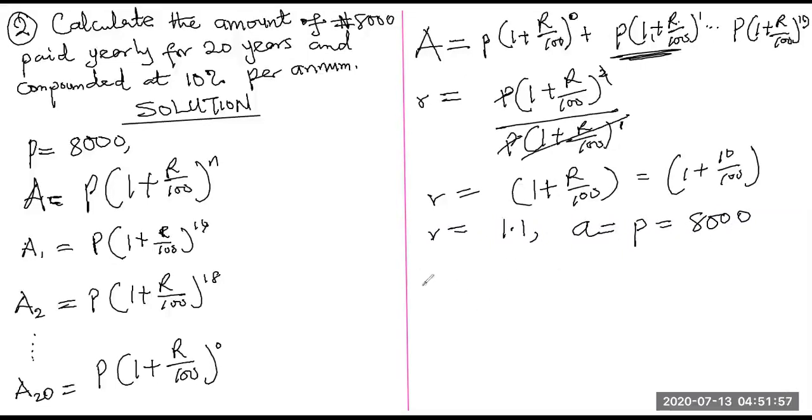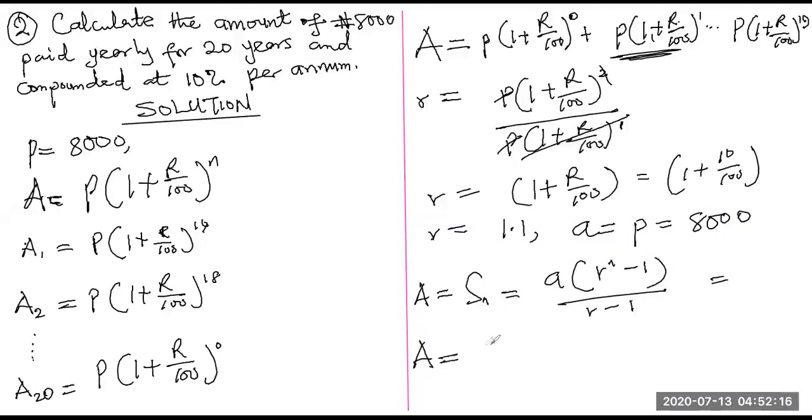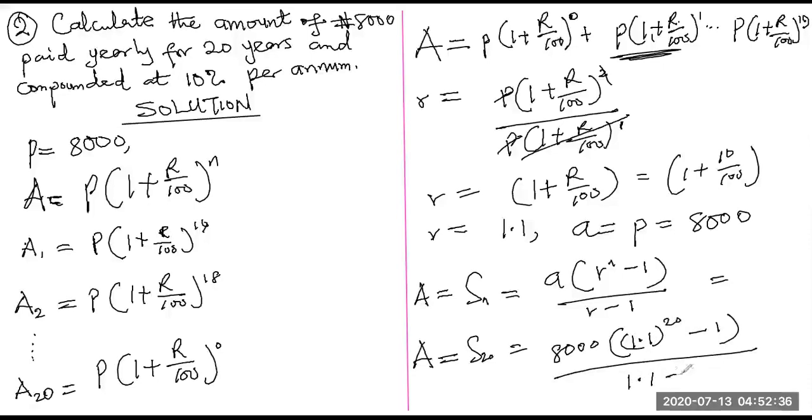So using sum, our A, amount of annuity, is equal to sum of GP, and that will give us A into R raised to power N minus 1 divided by R minus 1. And of course, our A is P, 8,000. So the amount of annuity, sum 20, is the same as 8,000 into the common ratio 1.1 raised to power 20, N is 20, minus 1, all divided by 1.1 minus 1.